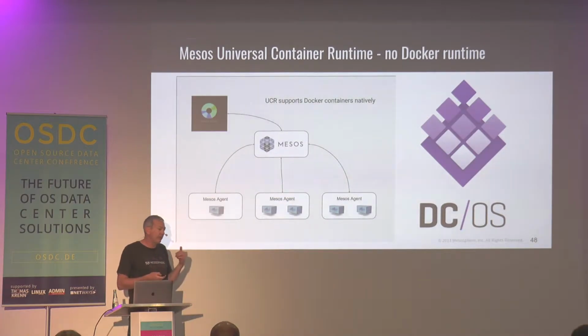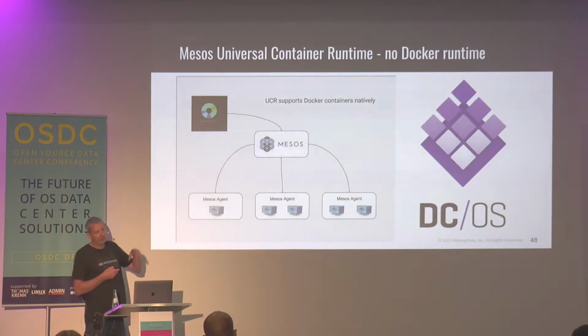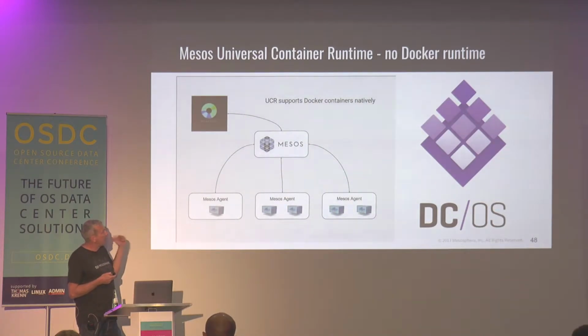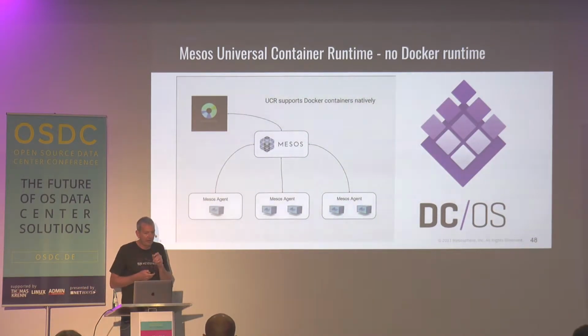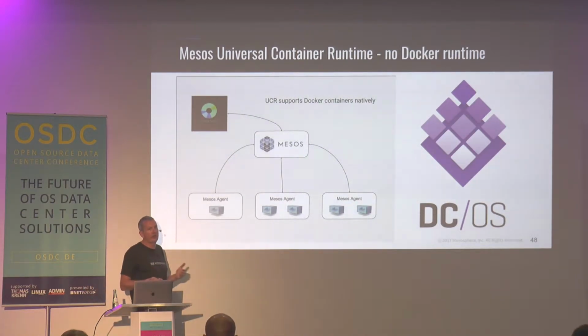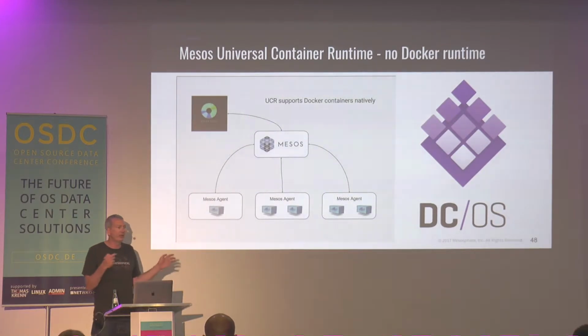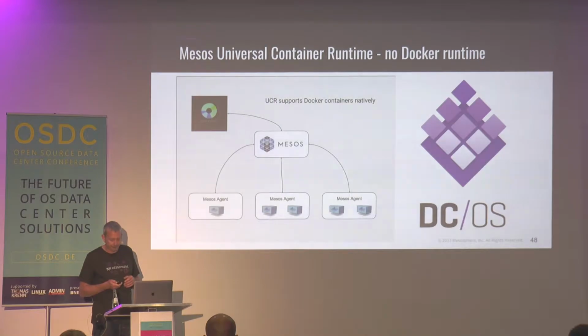One of the problems that we saw, particularly at scale, was problems with the Docker engine. So the Mesos native containerizer has been extended to this thing called the Universal Container Runtime, so that you don't need to actually run Docker on that layer at all. UCR understands all the stuff about how Docker containers work natively. It understands Docker registries, it understands the Docker container format, and so we can spawn Docker containers natively without using Docker at all.